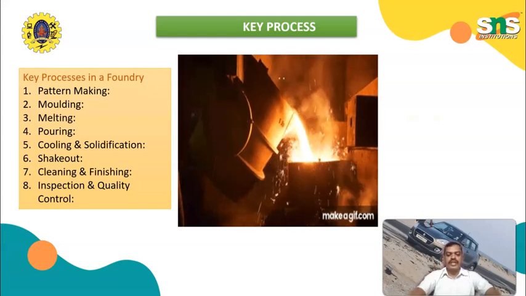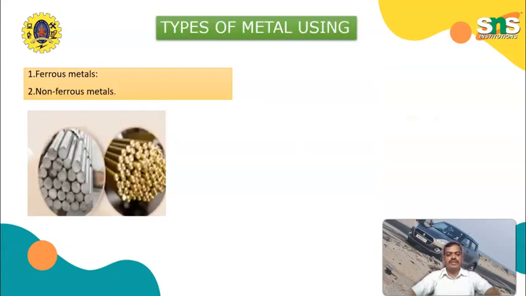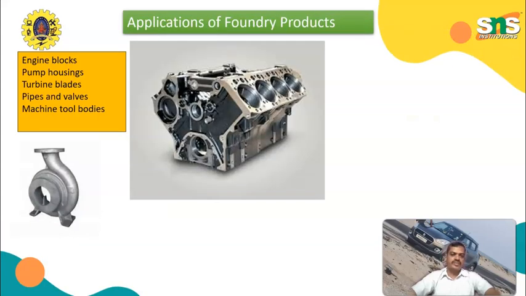Next is ferrous and non-ferrous metal. Examples of ferrous metal: cast iron, mild steel, stainless steel. These are the ferrous metals. Non-ferrous metal: aluminium, copper, zinc, bronze. These are the different types of metal used in casting industries.